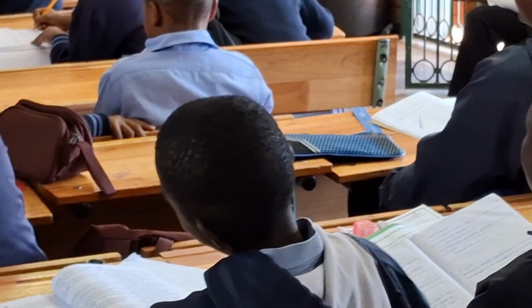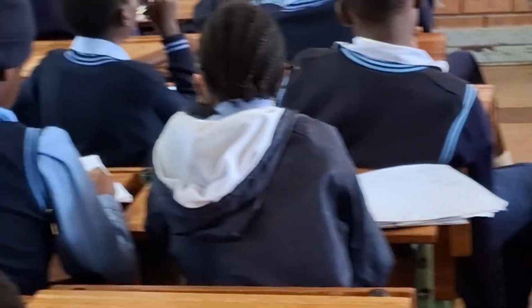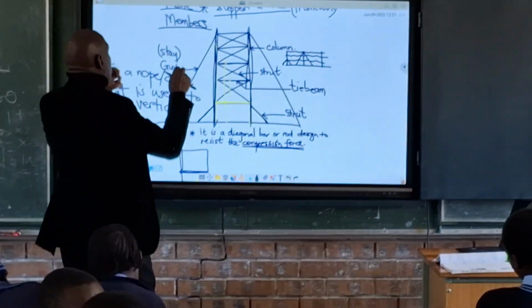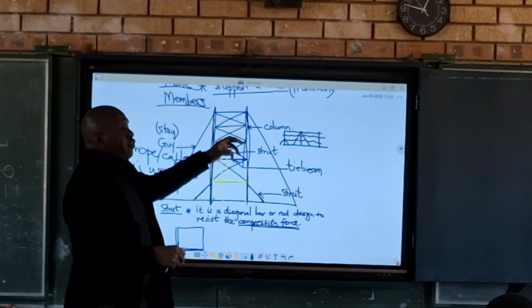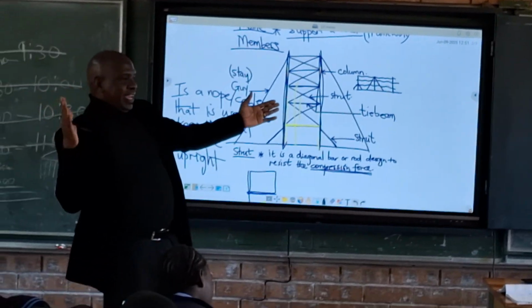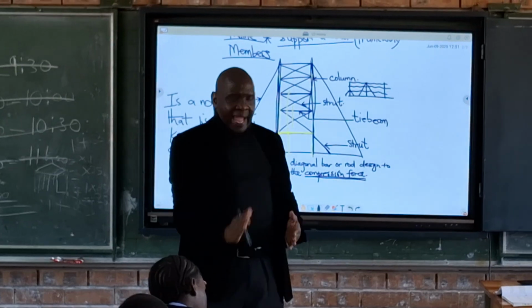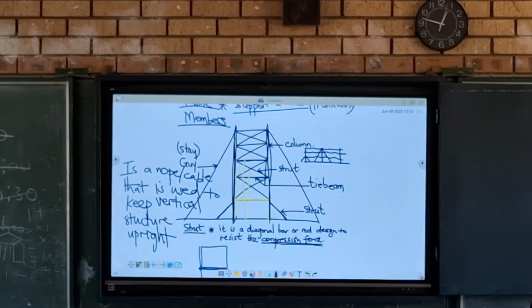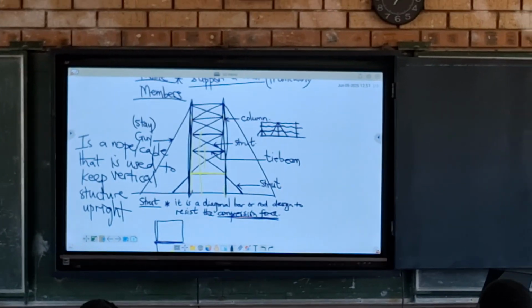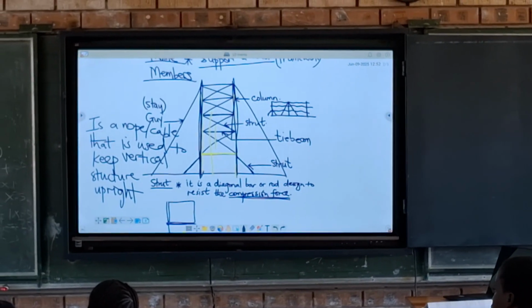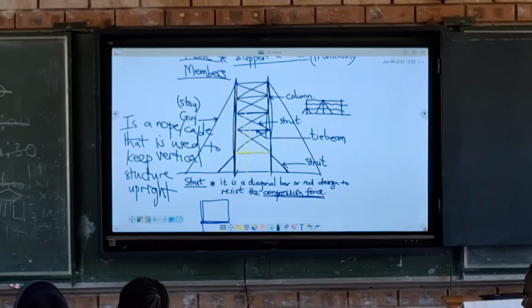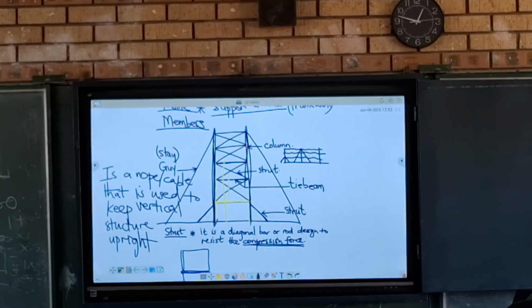Here we were talking about a column. Here is a column. It is a vertical structure. So the function of a guy here is to keep the column from falling. It keeps them upright. If we are making a fence, the column must be assisted by a guy or a stay.